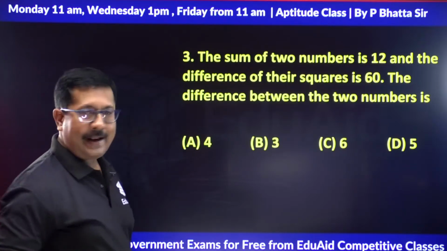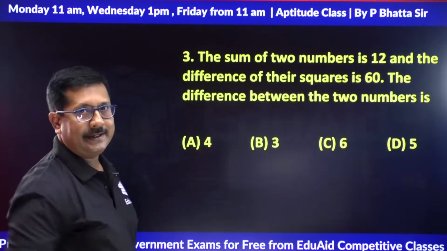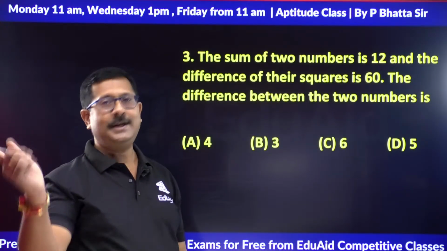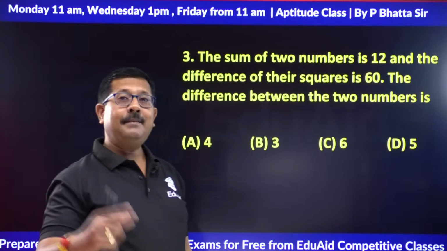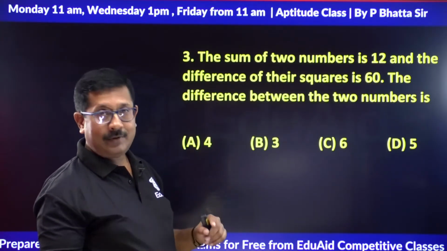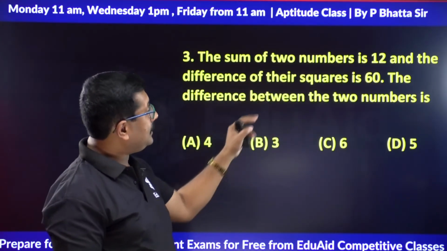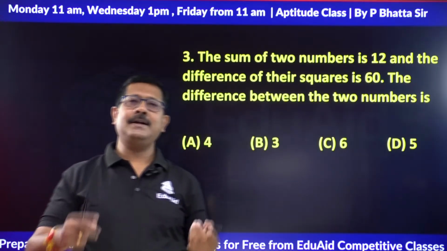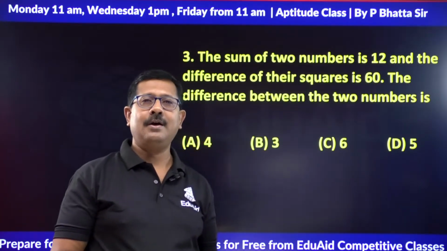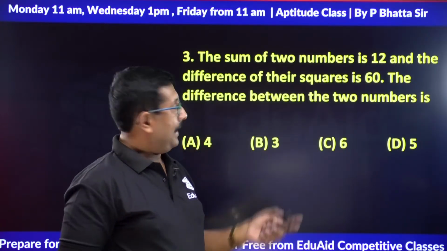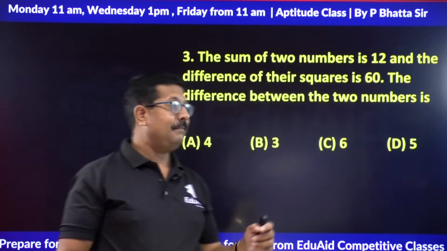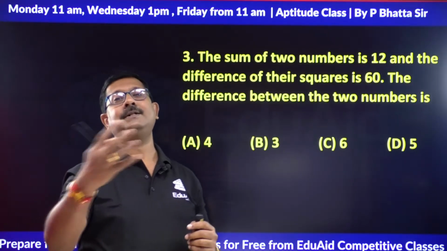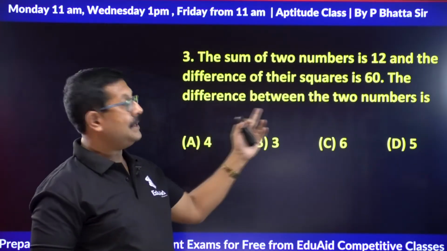The sum of two numbers is 12 and the difference of their squares is 60. So remember, the difference of the squares of two numbers, a square minus b square, is 60. The sum of the two numbers, a plus b, if a and b are the two numbers, is given as 12. So whenever the difference between the squares of two numbers is given, like 60, and the sum of those two numbers is given, like 12, then just divide the difference between the squares by the sum of the numbers, and you will get the difference between the two numbers.